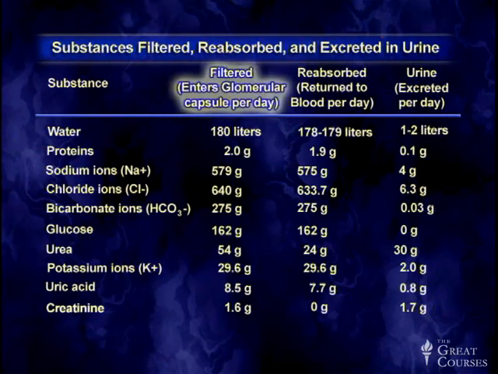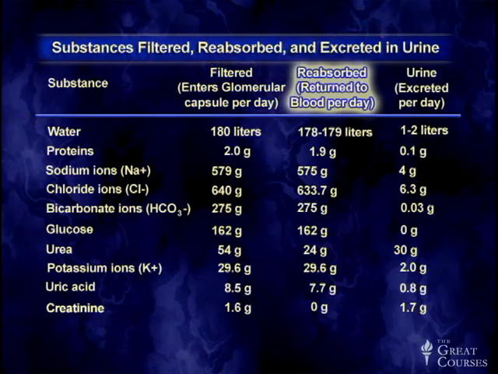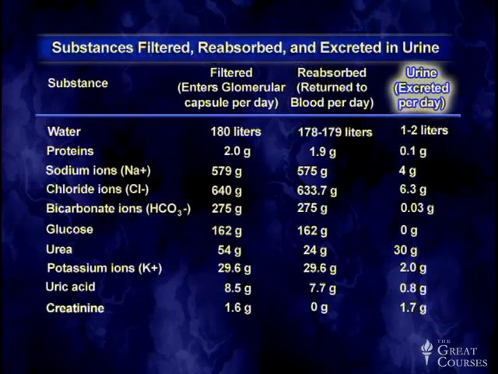One of the places we want to look first then is at another table, because this amounts to somewhat of a catalog. And I just want you to get an idea of the magnitude of what we're talking about, and then we'll talk about specifics of how they get reabsorbed. Take a look at this table, which shows us the substances that are filtered right here, and how much, substances that are reabsorbed, which is tubular reabsorption, and substances which are excreted in the urine.